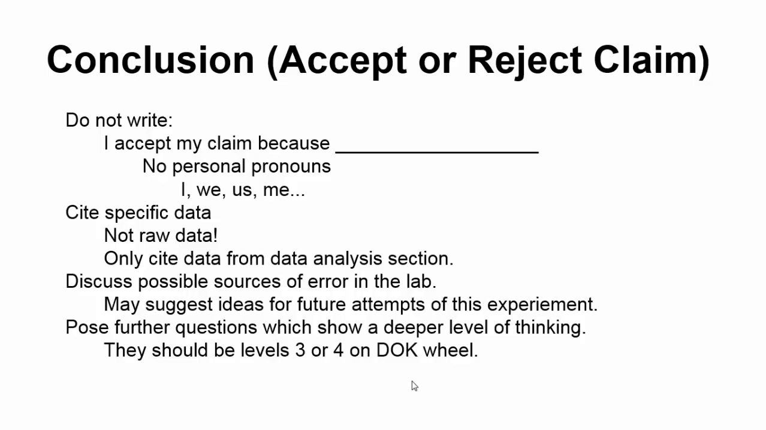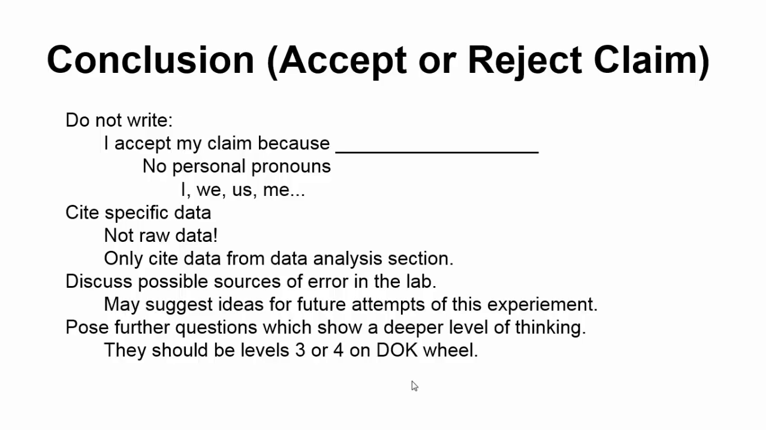Let's talk about your conclusion. Do not write, I accept my claim because. Why is I accept my claim because wrong? Well, it's using one of those personal pronouns that we don't want to use. So instead, we could use the good examples such as, based on the data, the claim is accepted. And then you could go into discussing the specific data because you need to cite specific data. However, you don't want to cite any raw data. So you shouldn't be saying the mass of the chalk was 2 grams. No, you want to be referring to your analyzed data. So for example, in the separation of a mixture lab, you would want to be referring to your percent error data.